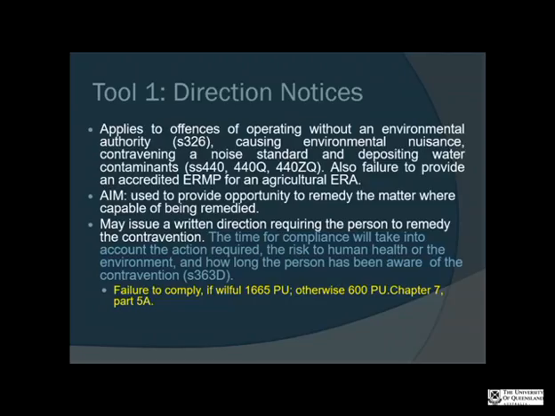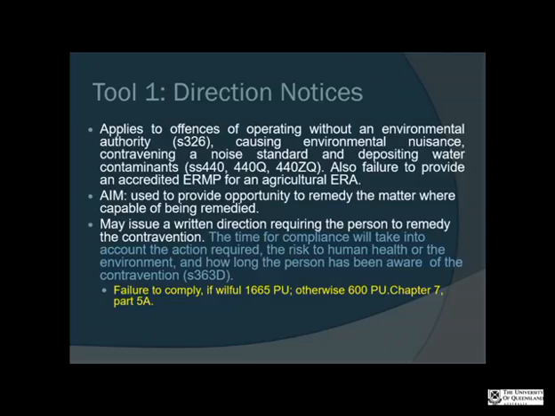How do they do it? Well, they can issue a written direction requiring the person to remedy the contravention. The time that they give them to comply with the direction is going to take into account what action they're being required to take, the risk to human health or the environment, and how long the person has been aware of the contravention. So if this contravention's been going on for 12 months, they're not going to give them another 12 months to remedy it. They're going to say, we want this remedied within a month, for example. But if it's something that is very high risk to human health or the environment, they may say, okay, 24 hours. You've got 24 hours to comply with this direction notice.